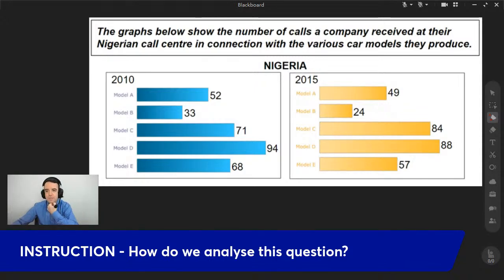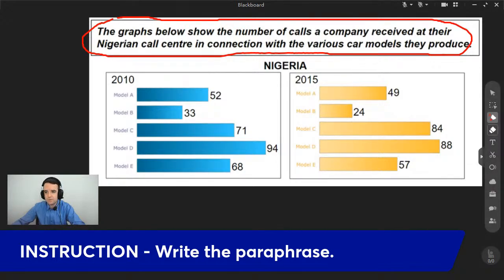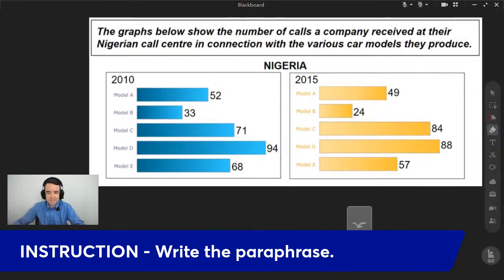Okay, so next what I want you to do is write the paraphrase for me. So the paraphrase is simply this. We take the text here and we rewrite that in our own words. So that's what I want you to do for me. Write the paraphrase, share it with me in the comments, and I will give you feedback on your paraphrase. And remember, the most important thing is that your paraphrase has the same meaning as the question statement. That is the most important part of the paraphrase.